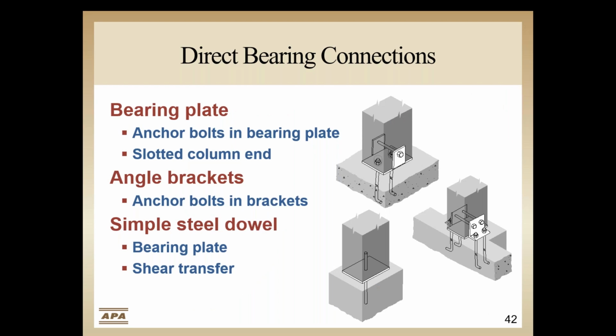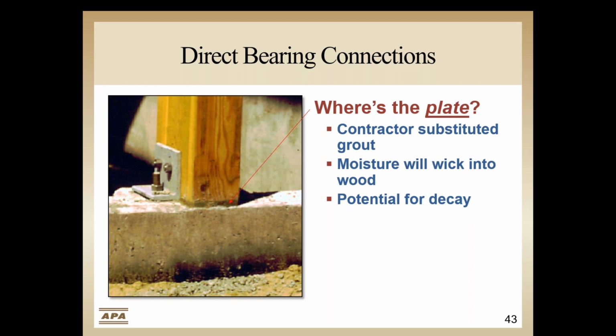Alternate details allow water to drain at the column base. Details that include a bottom bearing plate and angles are acceptable, as well as a simple bolt and a bearing plate for a concealed look.